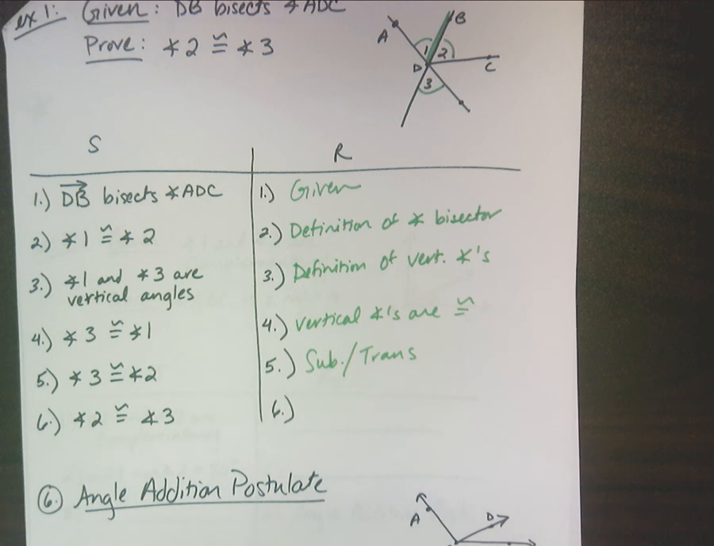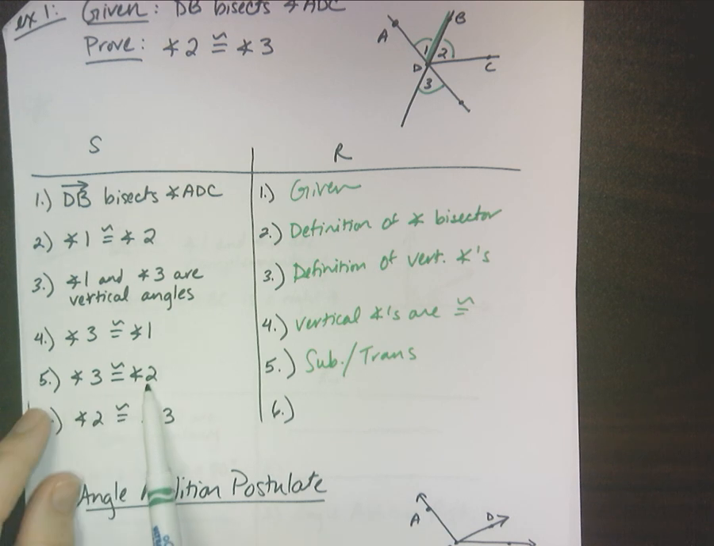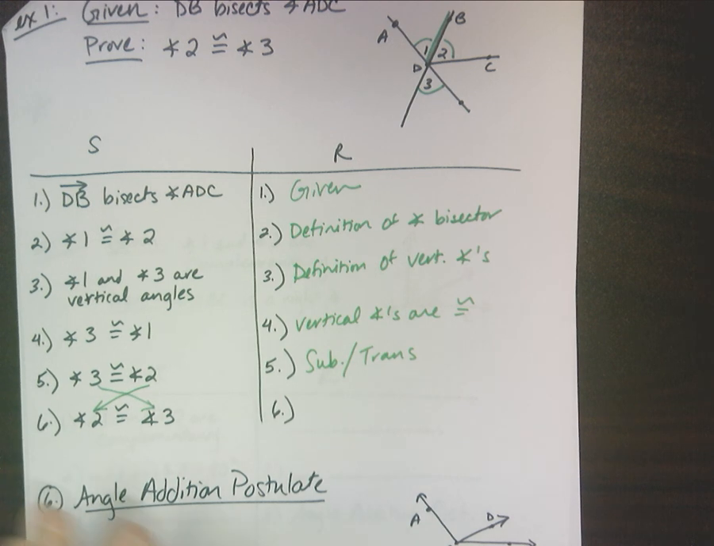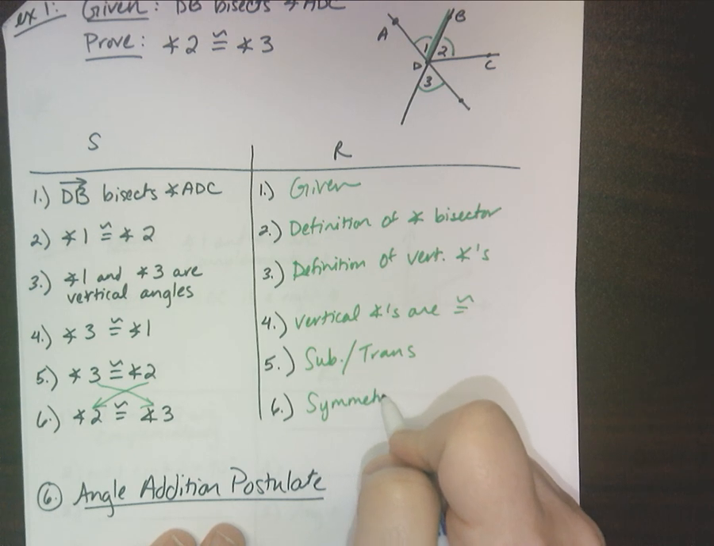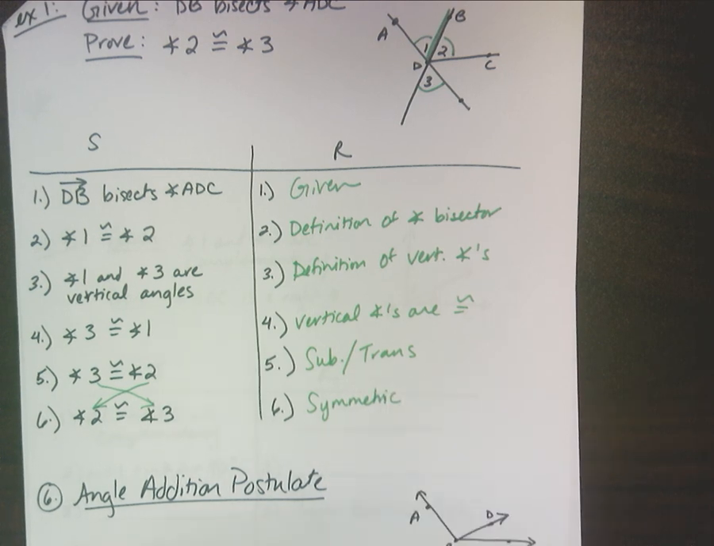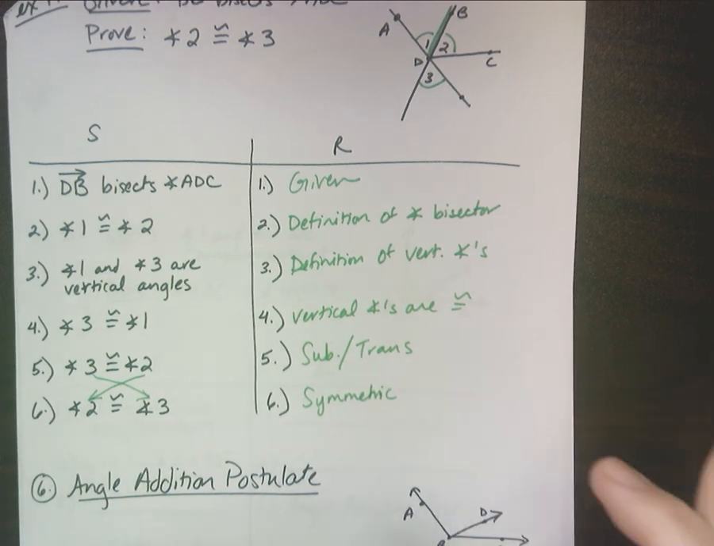All right, and now why am I allowed to go from 5 to 6? Why am I allowed to say that angle 3 is congruent to angle 2? And now look what happened. Switch, flip-flop, mirror. That's symmetry. Symmetric property of angles. So not too hard, not too hard.